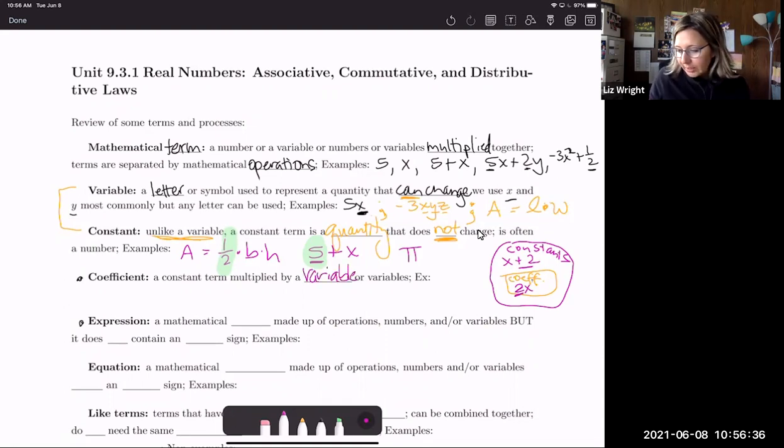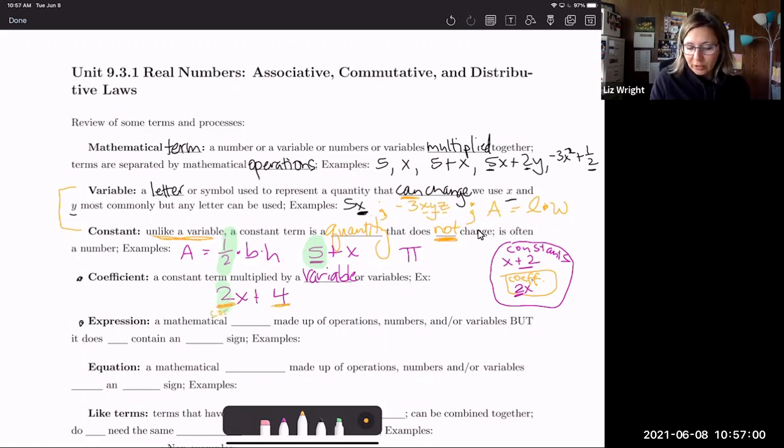So a coefficient is what's directly in front of a variable because it's multiplied by that variable. And so, other examples, like if I was putting in 2x plus 4, here is your coefficient. Are these both constants? Is this a constant and this is a constant? Yes, but only this one is a coefficient.